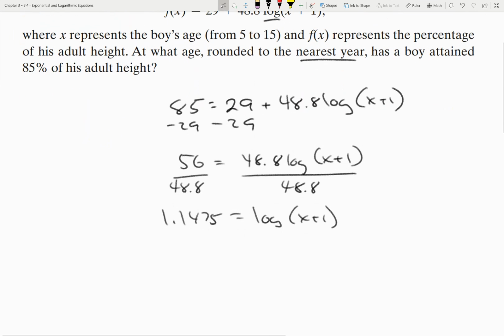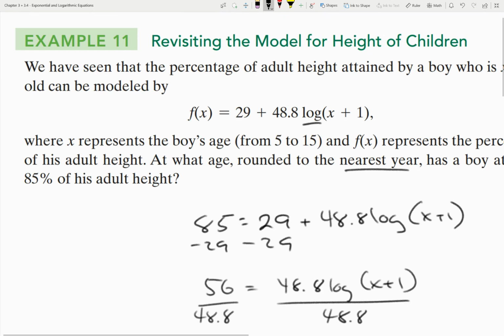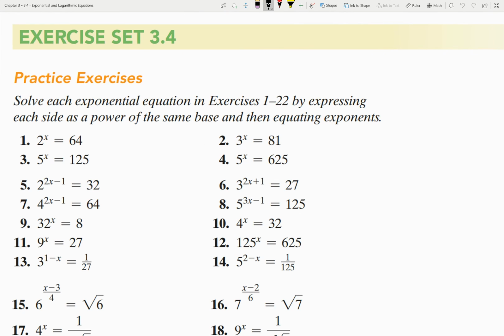Okay. Now that it's a logarithm equal to a number, we just take the base, 10, and raise it to that exponent, which is equal to x plus 1. We get 14, rounded to the nearest year, so 14 is equal to x plus 1. Subtract 1, and we get that x is 13 years. So it is 13 years old, rounded to the nearest year. So that was section 3.4, exponential and logarithmic equations.